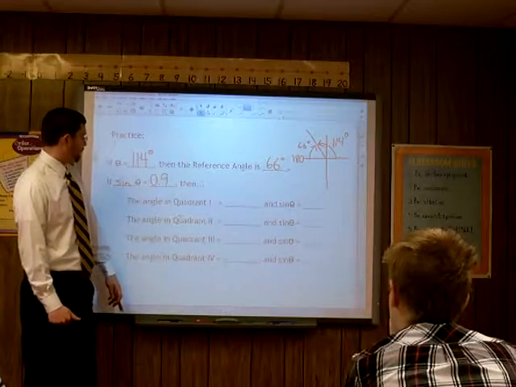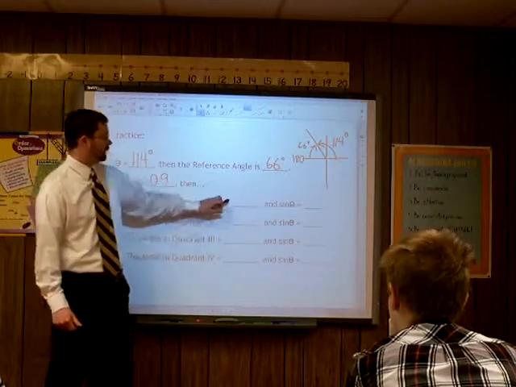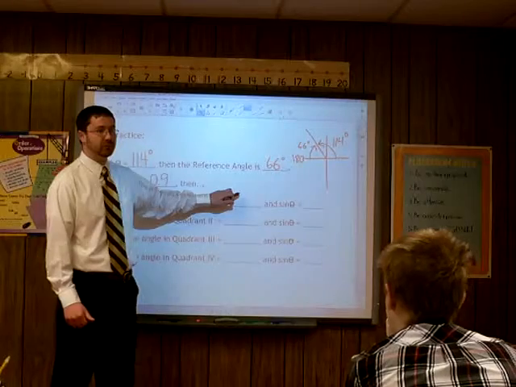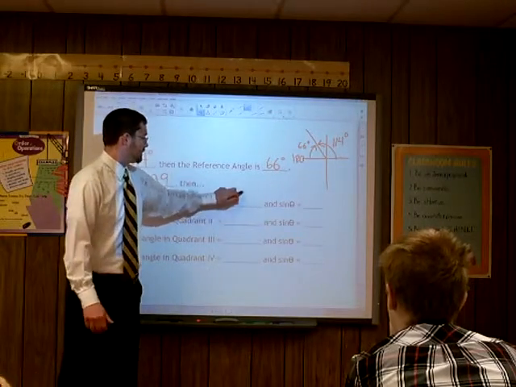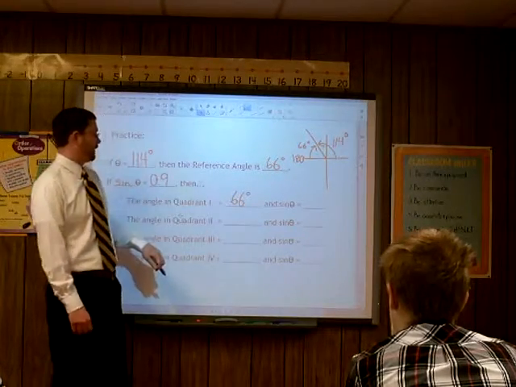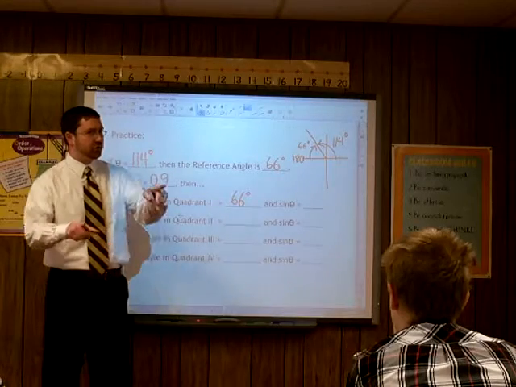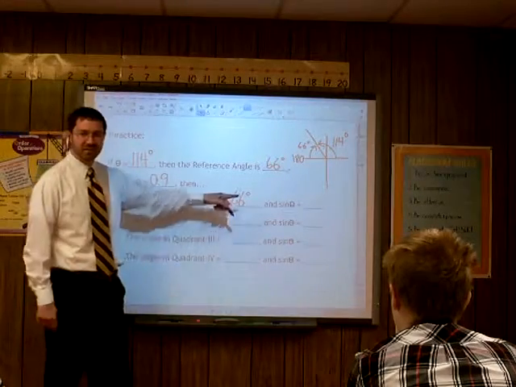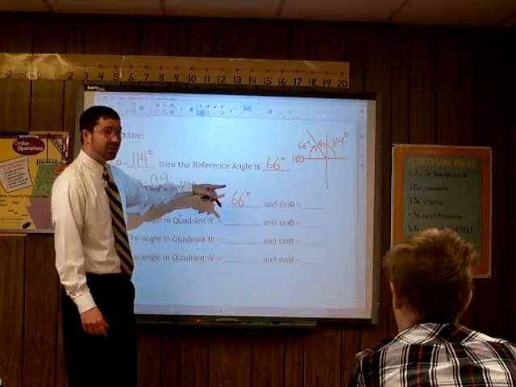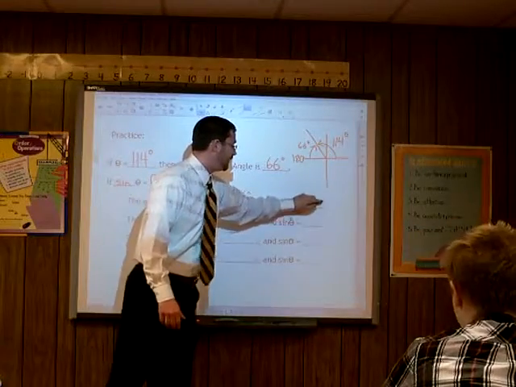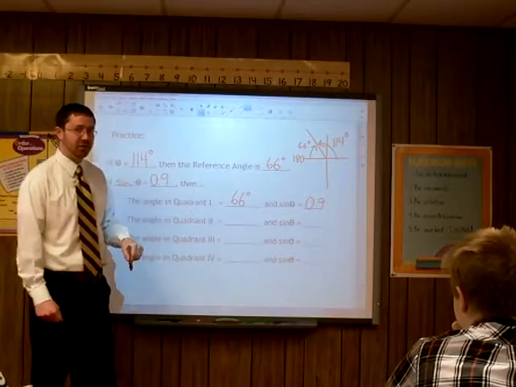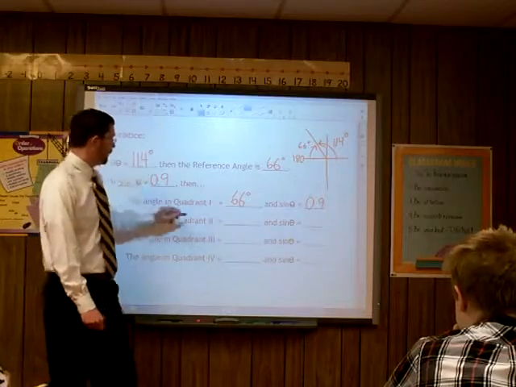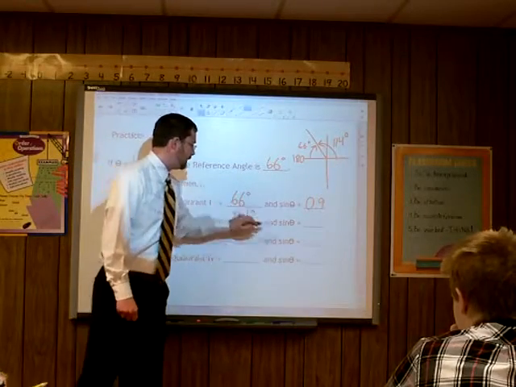The angle here, in quadrant 1, what would our angle be? 66. And what would the sine of 66 equal? Don't use your calculators. What? 0.9. Okay, 0.9. And it's positive in the first quadrant, right? Okay, we already knew this one. It's 114. And it's 0.9.